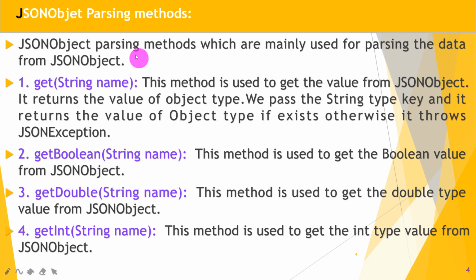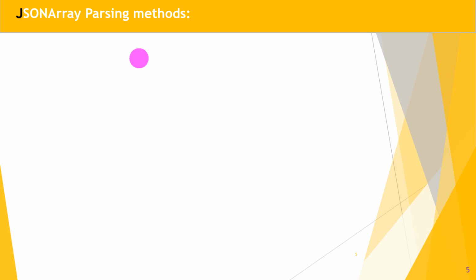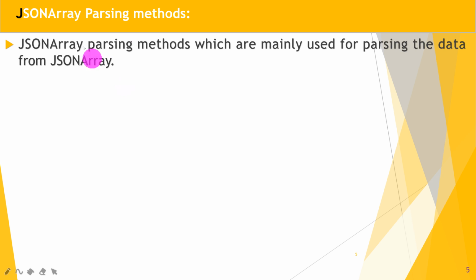Did you understand? Great. Hope you understand. So let's move on. JSON array parsing methods. So which are the JSON array parsing methods which are used mainly for parsing the data from JSON array, guys?